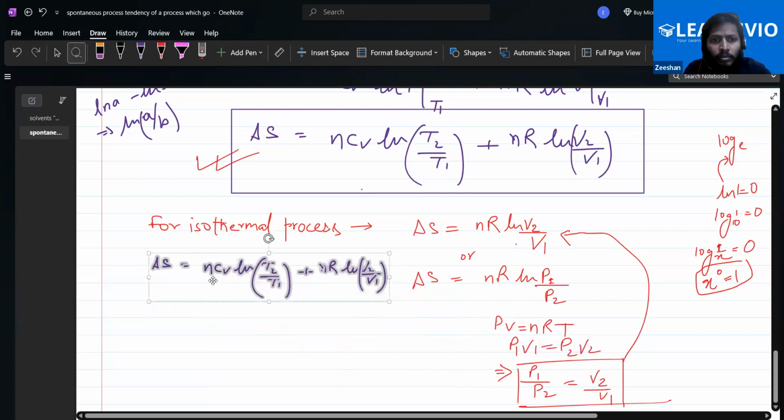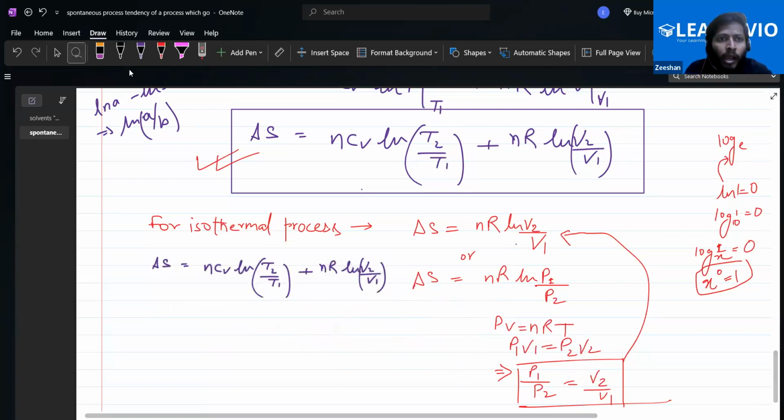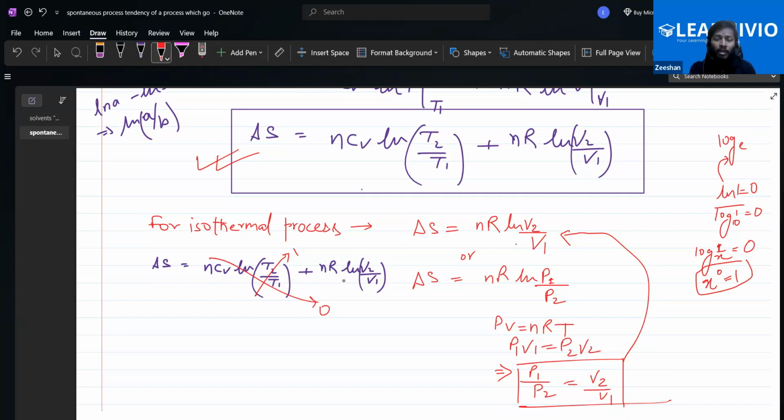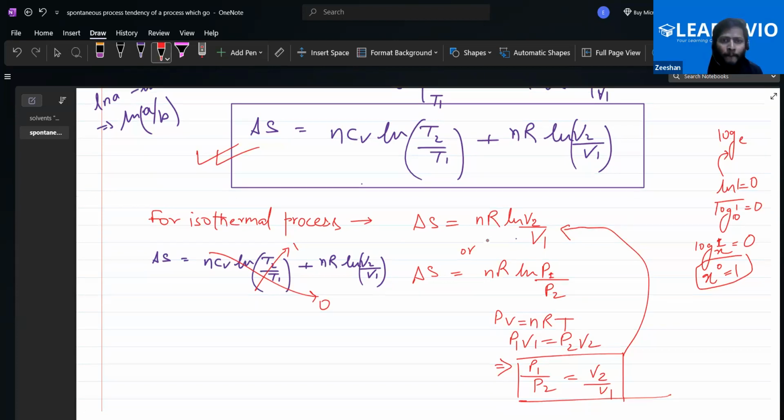In this thing, I have cancelled out this. This is becoming 1, so this is all becoming 0. You have to understand ln: I have written here ln 1 is 0. So here it is becoming ln 1, and this is becoming 0. So finally delta S is becoming nR ln V2 by V1. Got my point? Yes, sir. Good.